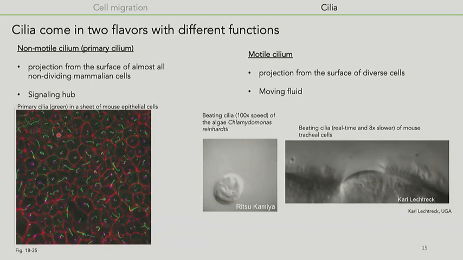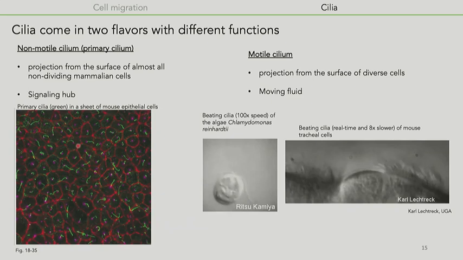Okay. So now we'll talk about this other cytoskeleton-driven process, which is cilia, well, a structure, which is cilia. There are two types of cilia that are found in different cells. There are what are called non-motile cilia. Cilium is the singular of cilia. So non-motile cilia, sometimes called primary cilia. Most of the cells in our bodies, or in most animals, have these primary cilia, and each cell typically has one.